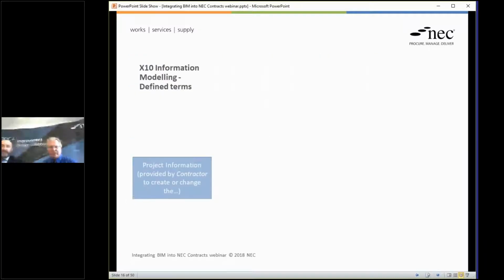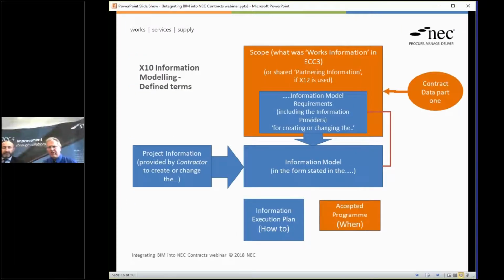Okay, logical. So if I just ping through that, that's a pretty picture of the stuff in X10. This is X10 in relation to the ECC and the PSC, so this is not the DBO or ALC model. It's for the other contracts. What we have is contract data part 1 that will contain a reference to the scope, what used to be works information in old NEC3 terminology. Within that, we have a subsection called information model requirements, and that is where the client will detail the specific information that each contractor or consultant has to provide through the contract.